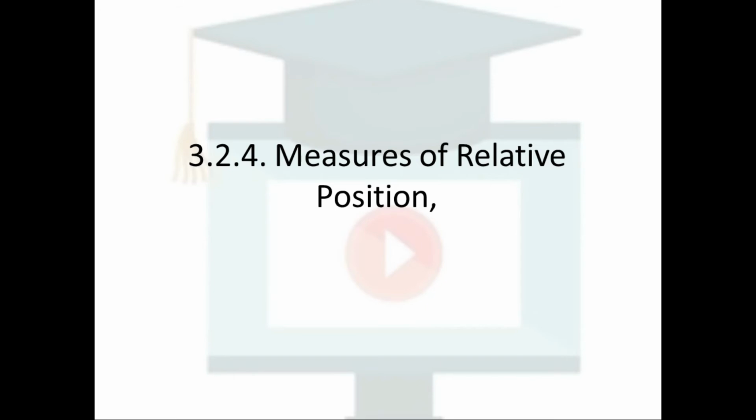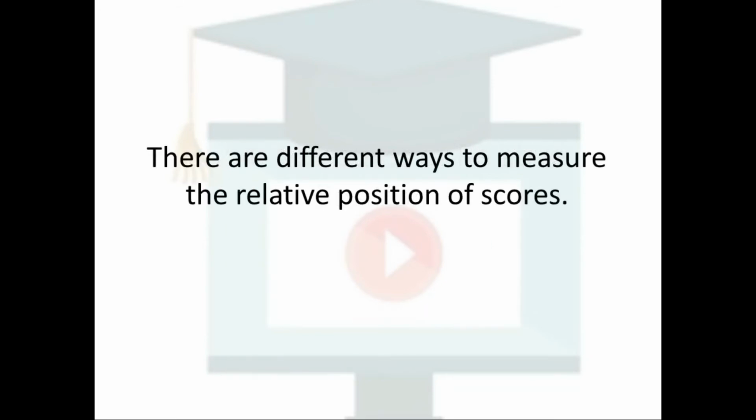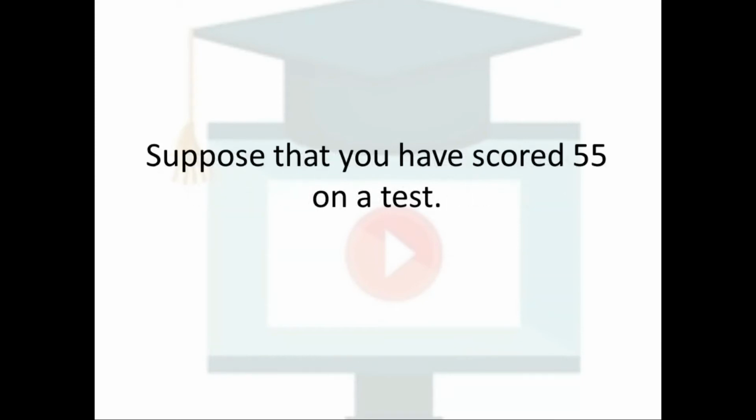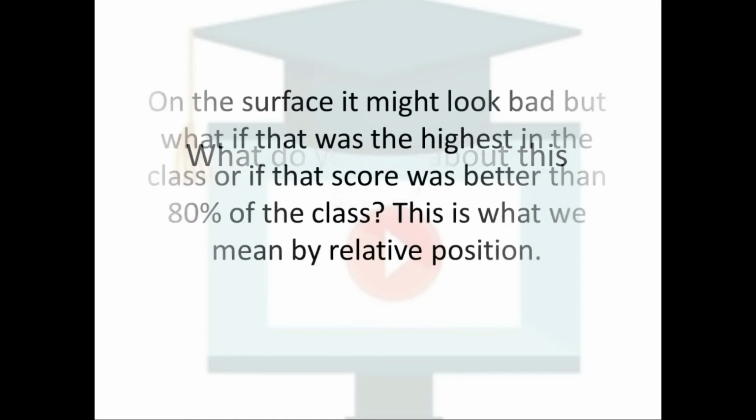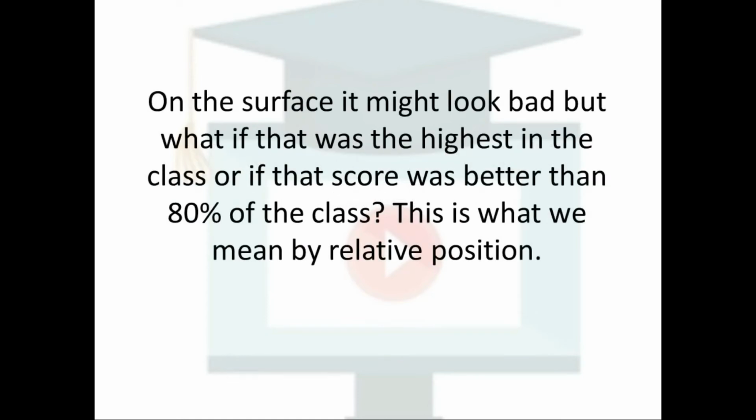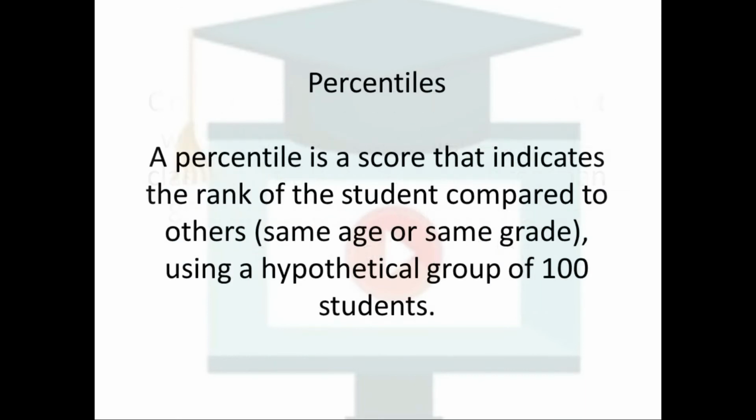3.2.4 Measures of relative position. There are different ways to measure the relative position of scores. Suppose that you have scored 55 on a test. What do you say about this score? On the surface it might look bad, but what if that was the highest in the class, or if that score was better than 80% of the class? This is what we mean by relative position.